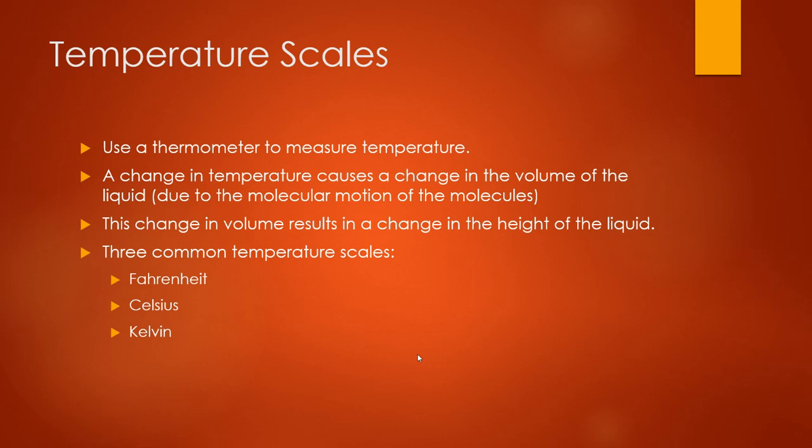So we use a thermometer to measure temperature. A change in temperature causes a change in the volume of the liquids due to the molecular motion of the molecules. And this change in volume results in a change in the height of the liquid. And this is how we measure temperature using a thermometer. And the three common temperature scales that we are concerned with in this class include Fahrenheit, Celsius, and Kelvin.